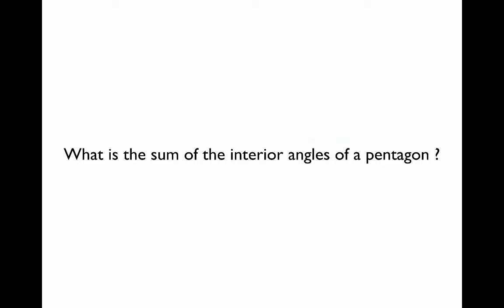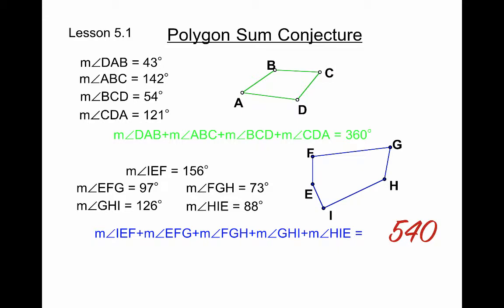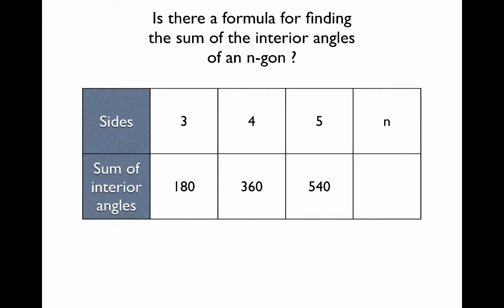So, how about the sum of the interior angles of a pentagon? Well, here's a quick example of a pentagon and its angles, and you don't have to measure them and add them up. I will, and the result is 540 degrees. So far, is there a formula for finding the sum of the interior angles of any n-gon? As you can see, for 3 sides, it's 180. For 4 sides, 360. For 5 sides, 540.